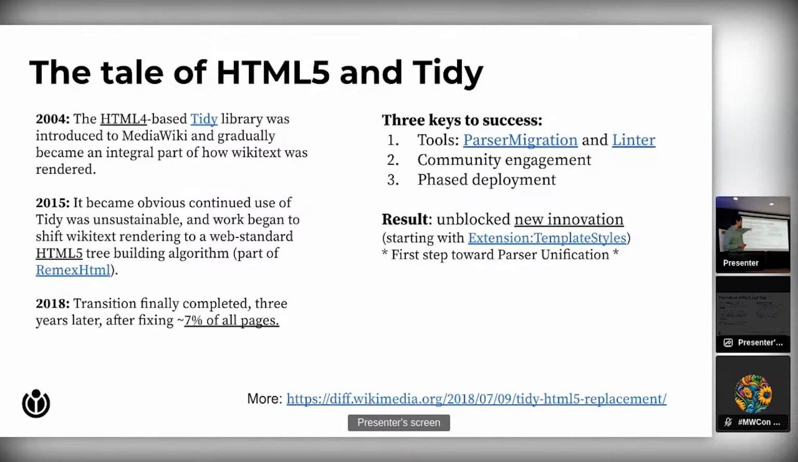Basically, 3 things: tools, a lot of community engagement, and a phased deployment. We're going to mostly talk about tools in this talk, but I'm going to pause here to underline that getting community involved and on board was a really important part, and that an orderly process for rolling out changes instead of breaking everything all at once is also key.